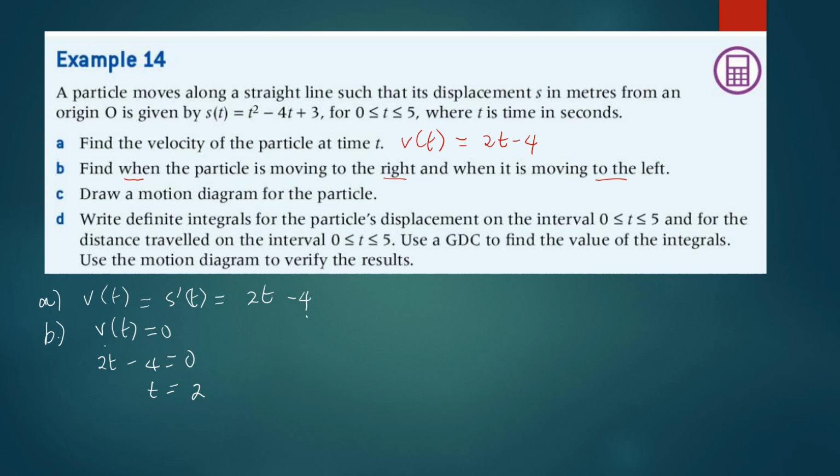Now the question is, are we moving from the origin at time 2? Are we going to the left or to the right? So how shall we find it out? So what we can do is to substitute time 2 into the displacement function. So that gives us negative 1.